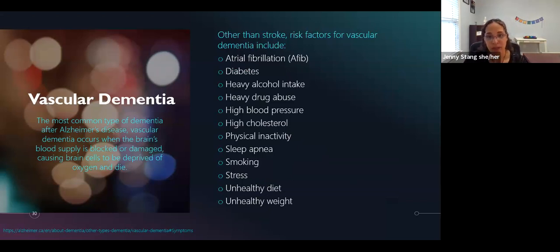So other than stroke, some other risk factors for vascular dementia include atrial fibrillation or AFib, diabetes, heavy alcohol or drug intake, high blood pressure, high cholesterol, being physically inactive, sleep apnea, smoking, stress, an unhealthy diet, and an unhealthy weight, okay? These can all cause or be risk factors for stroke.